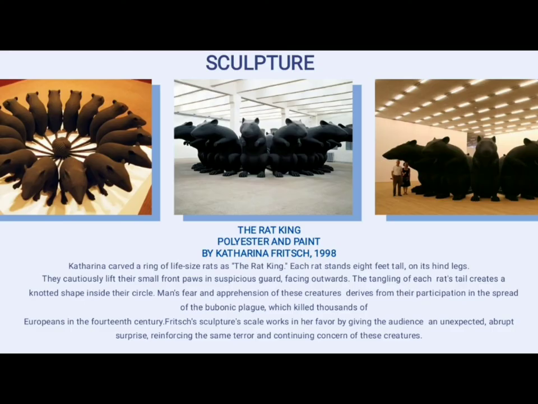Neo-pop art sculpture. Katarina Fritsch carved a ring of life-size rats as the Rat King. Each rat stands 8 feet tall on its hind legs. They cautiously lift their small front paws in suspicious guard, facing outwards. The tangling of each rat's tail creates a knotted shape inside their circle. Man's fear and apprehension of this creature derives from their participation in the spread of bubonic plague, which killed thousands of Europeans in the 14th century.